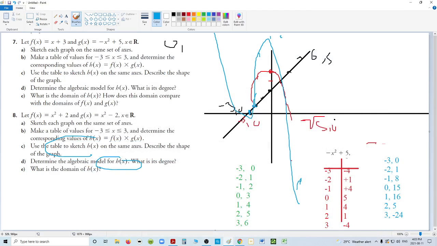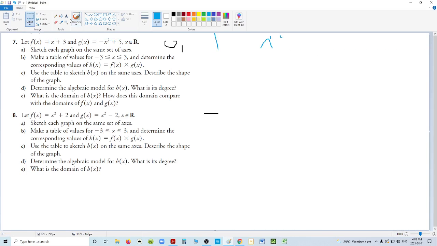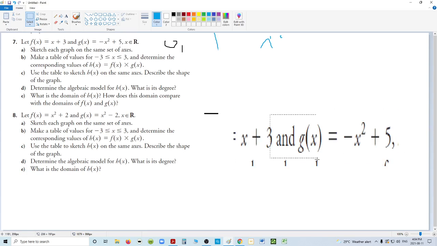Determine the algebraic model. Okay. That would just be multiplying this times that. So if I take this and put it in brackets and multiply it by that, and put it in brackets, and then you just distribute it.